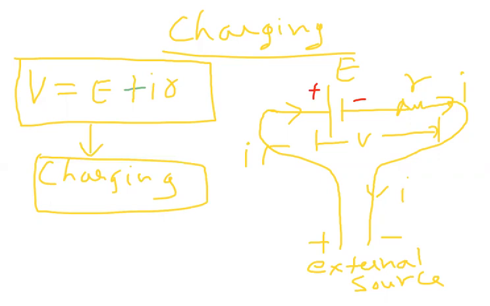You have to remember the direction of current. Inside the cell, current direction from where to where? Positive to negative inside the cell is charging. Negative to positive current flowing inside the cell is discharging of the cell. This is the difference between charging and discharging. I hope you understood. Next, let us see open circuit.